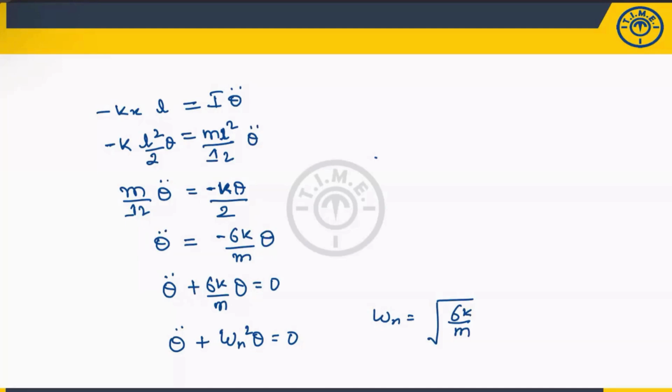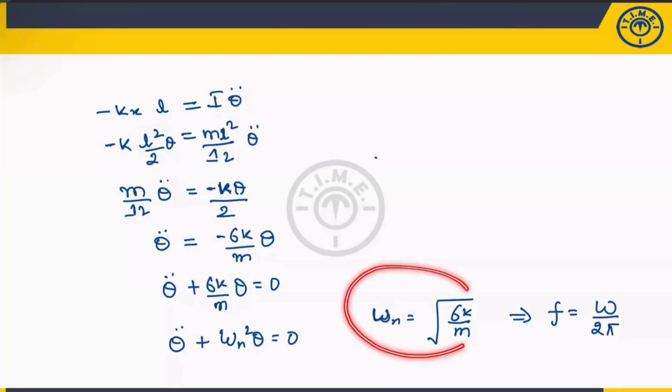Once you know the natural frequency omega, which is the angular one, if you want to calculate the frequency also, it is nothing but omega by 2 pi. That means the most important thing is how you will reach this point.